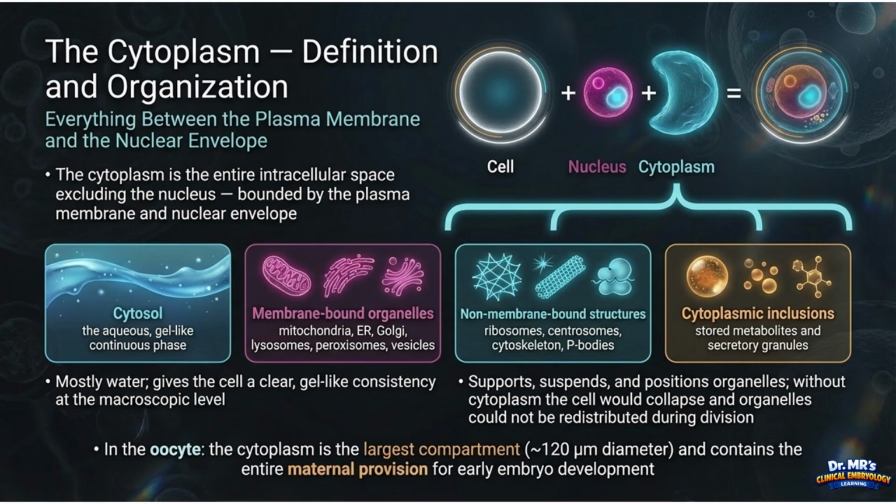This enormous cytoplasm is not simply generous packaging. It exists because the oocyte must contain the entirety of maternal provisions for early embryo development. Every mitochondrion, every messenger ribonucleic acid transcript, every structural protein the embryo will use before its own genome is activated must be packed into this single cell. When we talk about oocyte quality, we are largely talking about the quality of this cytoplasmic store.